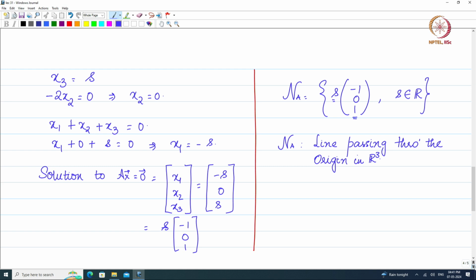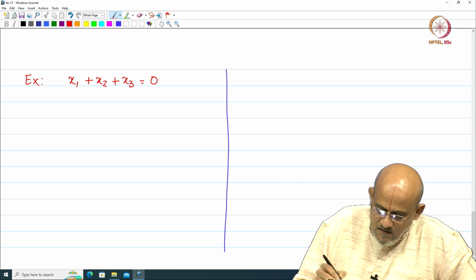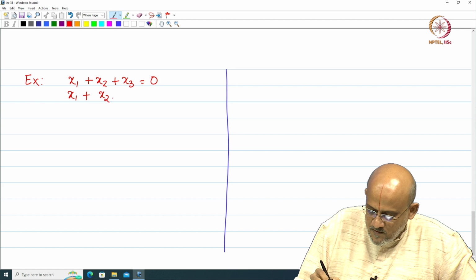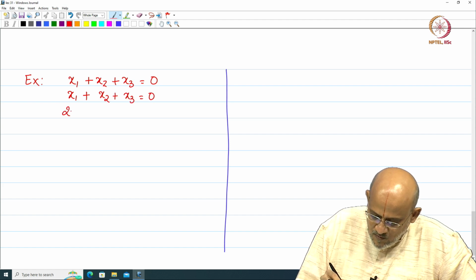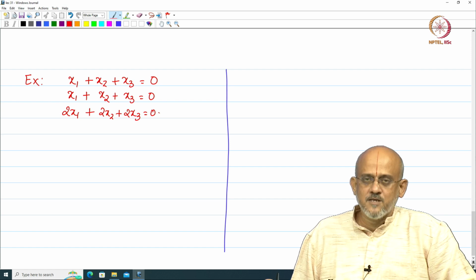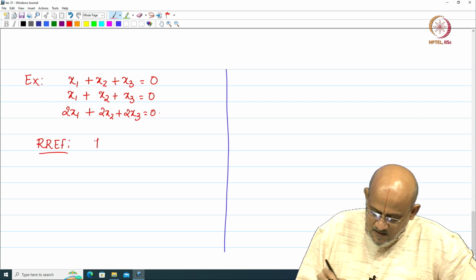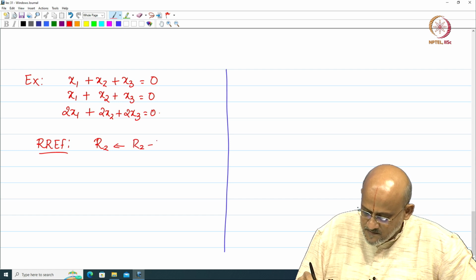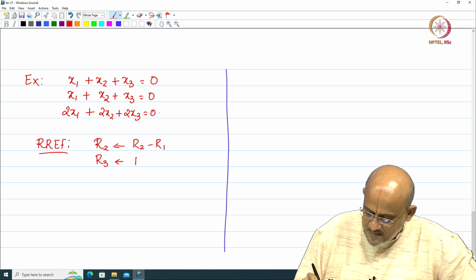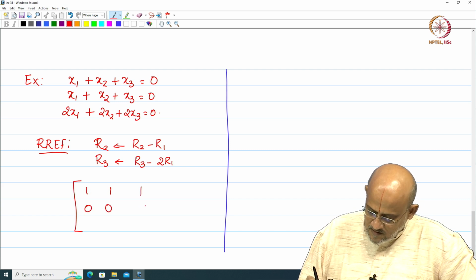Now, let us take one more case and then see if we are able to make sense out of this. Let us take a second example, where I am going to have x1 plus x2 plus x3 is equal to 0, and 2 x1 plus 2 x2 plus 2 x3 is equal to 0. So, if I do the row reduction here, I am going to get this RREF. R2 is R2 minus R1 and R3 is R3 minus 2 times R1. So, I am going to get this: 1 1 1, 0 0 0, 0 0 0.